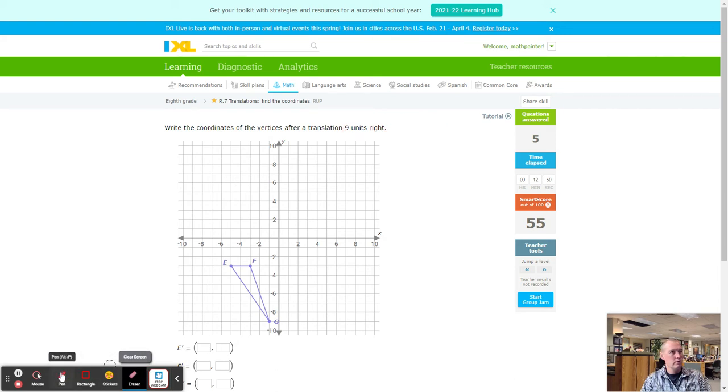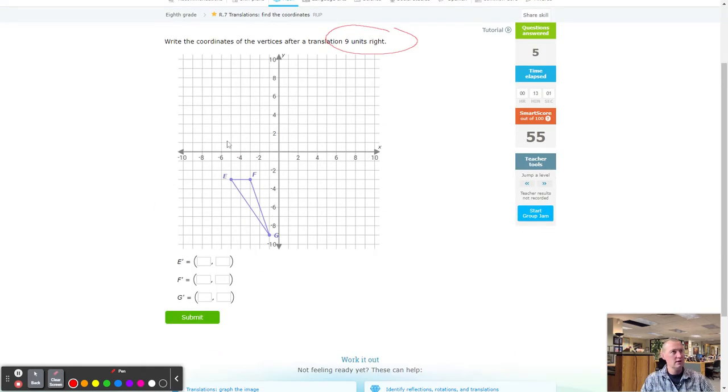All right. We are going to do a simpler one. We have 9 units right, so only one translation. So just take all of your vertices here, count to the right 9. We can start with E. 1, 2, 3, 4, 5, 6, 7, 8, 9. E prime. F. 1, 2, 3, 4, 5, 6, 7, 8, 9. F prime.